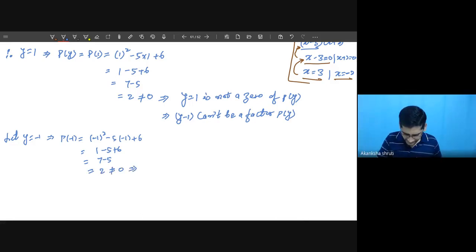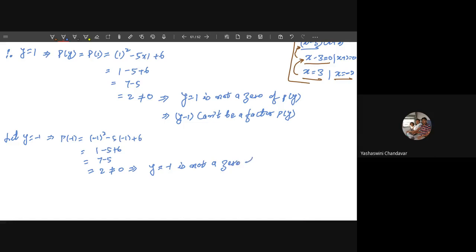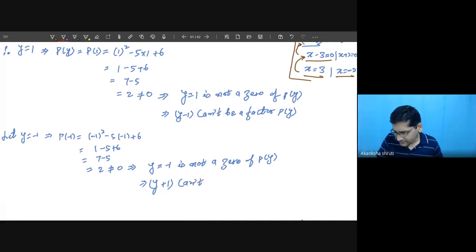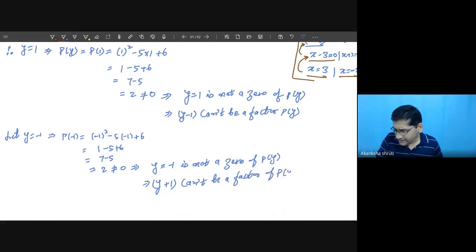What does it mean? It simply means y equals minus 1 is not a zero of p(y). So y minus 1 can't be a factor. Means bring this minus 1 on the left hand side: y plus 1 cannot be a factor of p(y). So this is what the remainder theorem tells.